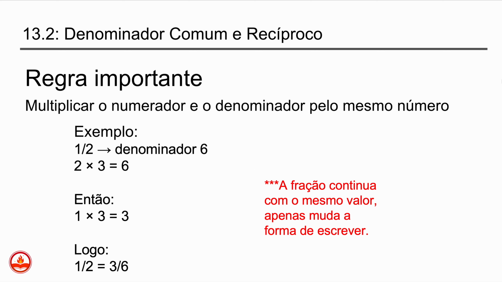When we change fractions, we must multiply the numerator and denominator by the same number. For example, 1/2 becomes 3/6. We multiply both numbers by 3. The value does not change. Only the way we write the fraction changes.